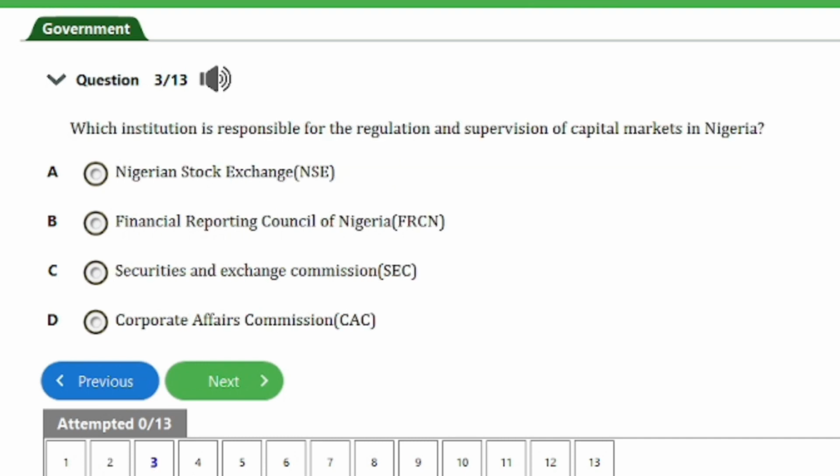So over here is question number 3. It says, which institution is responsible for the regulation and supervision of capital markets in Nigeria? We have A. Nigerian Stock Exchange, B. Financial Reporting Council of Nigeria, C. Securities and Exchange Commission, and D. Corporate Affairs Commission. So guys, the answer to this question is option C here. That's Securities and Exchange Commission. So that's it here. Option C is the answer to this question. Let's head on to the next one, guys.